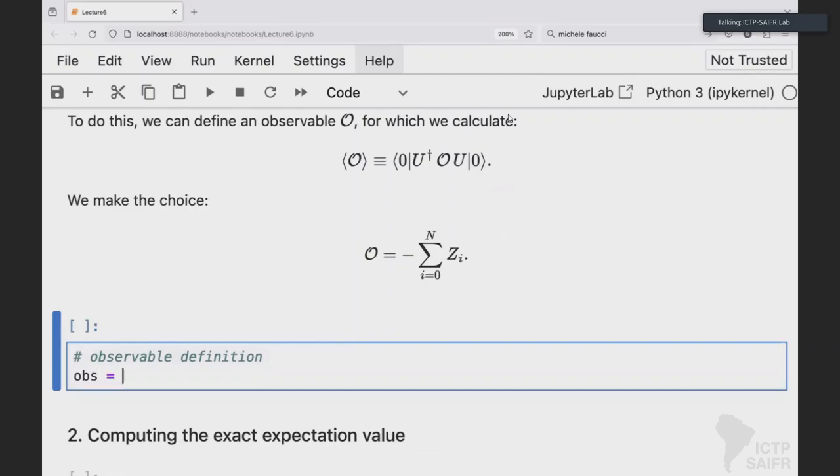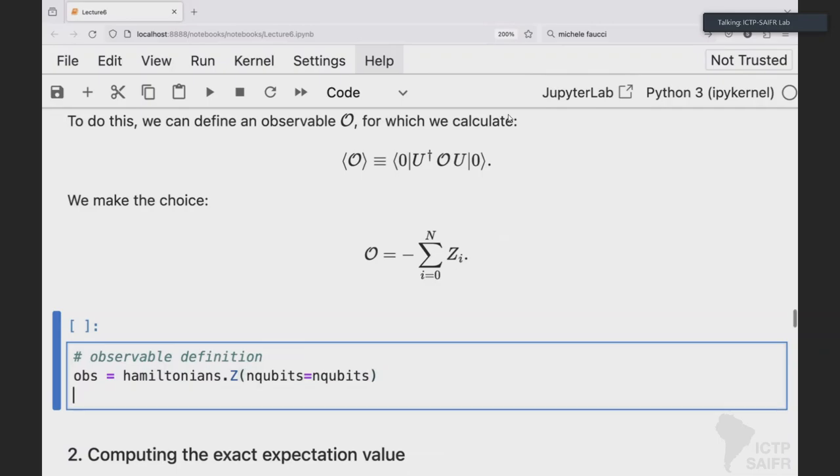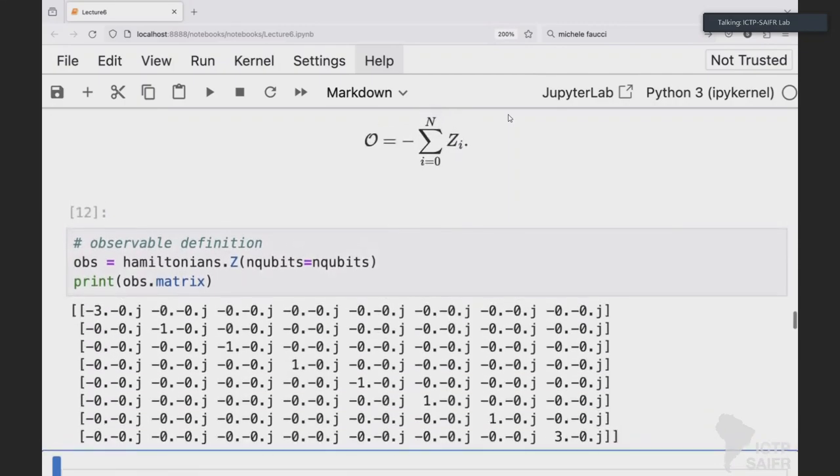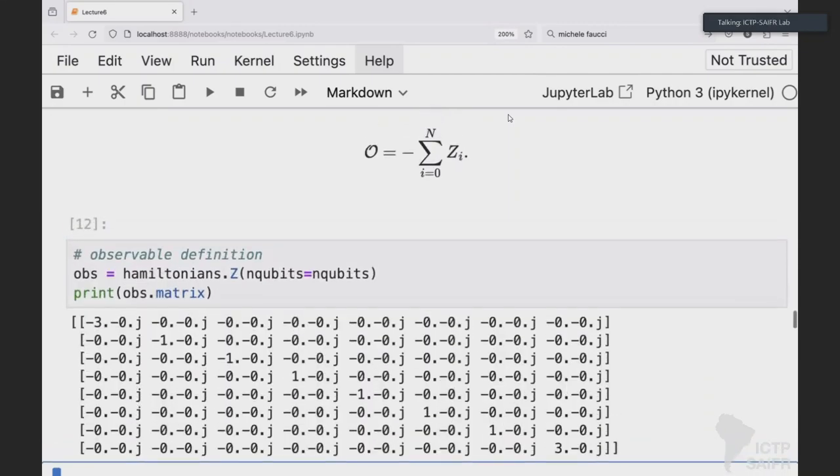So this can be quite simple to implement. We write observable equal to Hamiltonians dot Z, and we select the appropriate number of qubits, so n qubits equal to n qubits. And then we print the observable, so we do OBS dot matrix. We can double check that our observable definition is consistent.